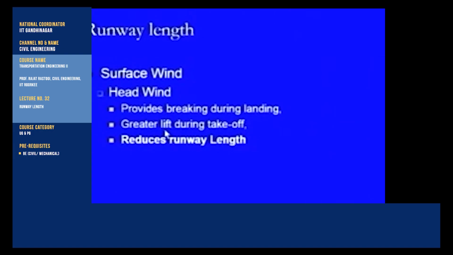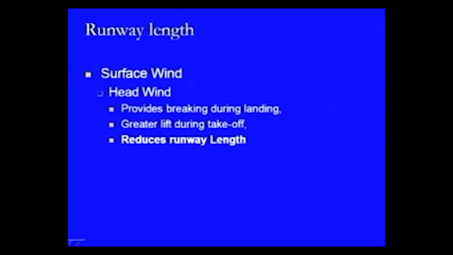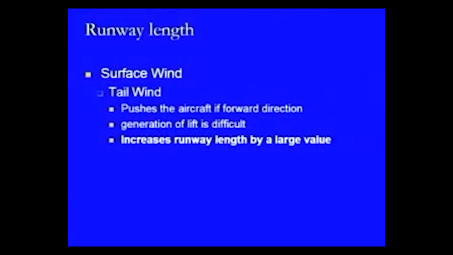Just before that lift off point, the aircraft will go into the air. Therefore, in this case there will be a reduction in the overall runway length required at that elevation. Whereas, if we look at the effect of the tailwind, it will push the aircraft in the forward direction. And another problem is that there is a difficulty in the generation of lift required so as to attain height, and in this case the runway length increases by a very large value.